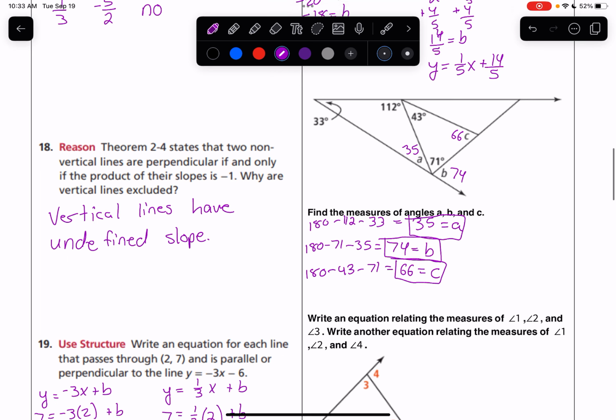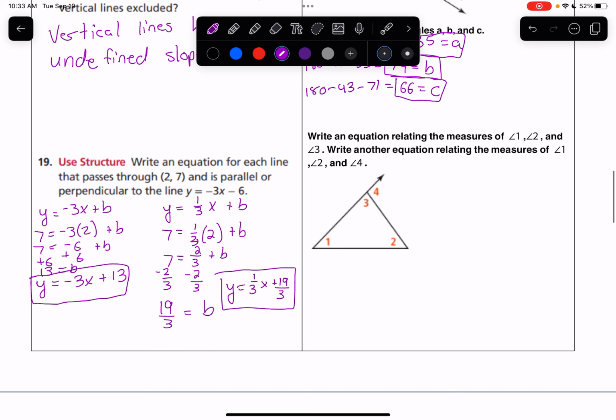Down here, write an equation relating to the measures of angles 1, 2, and 3. Well, angles 1, 2, and 3 form a triangle, so we can say angle 1 plus angle 2 plus angle 3 equals 180. I'm sure there are other things that we could say as well, but that's one of them. And then write another equation relating the measures of angle 1, 2, and 4. Well, 4 is the exterior angle, and 1 and 2 are the remote interior angles. So we can say angle 1 plus angle 2 equals angle 4.